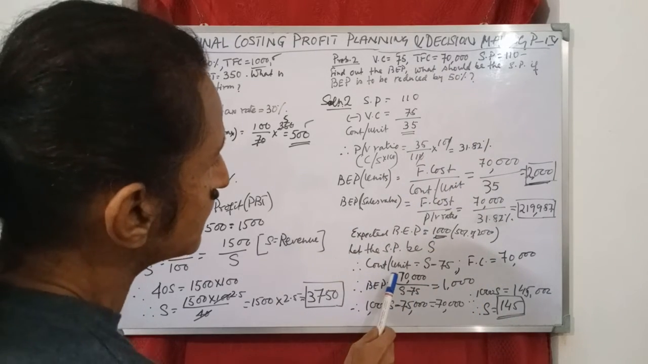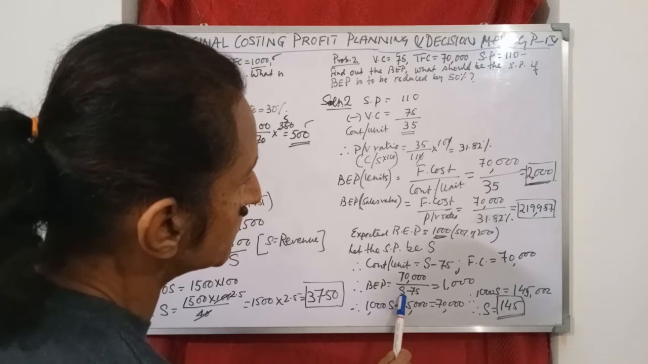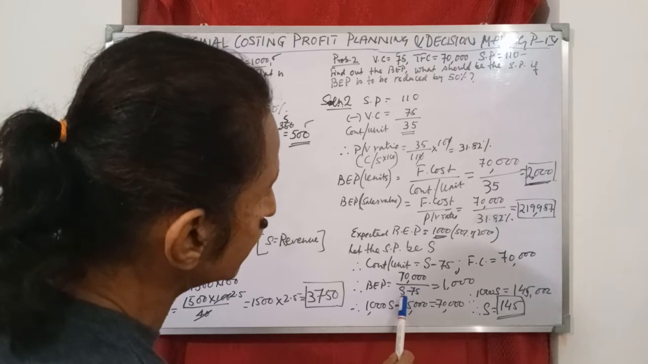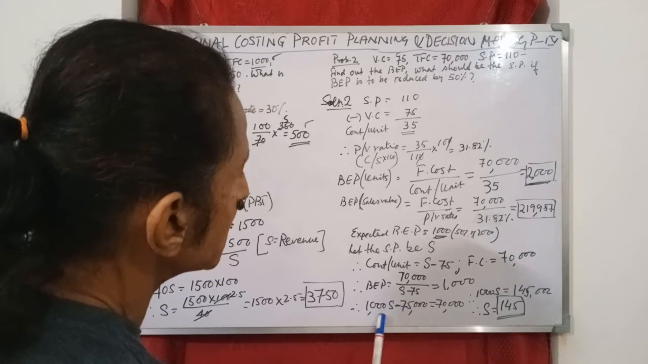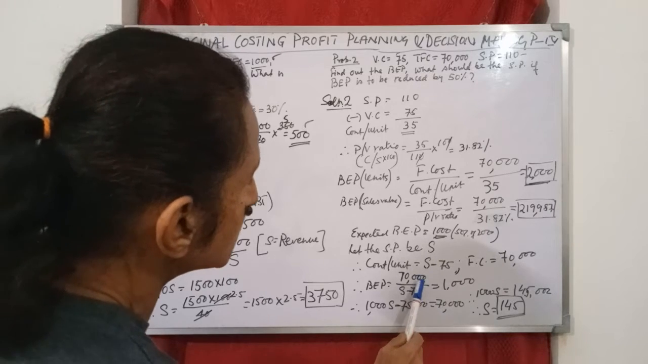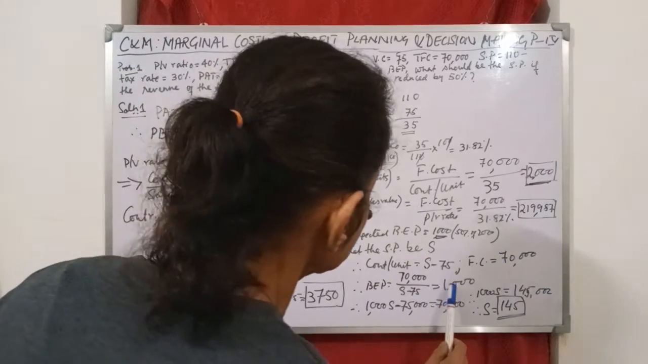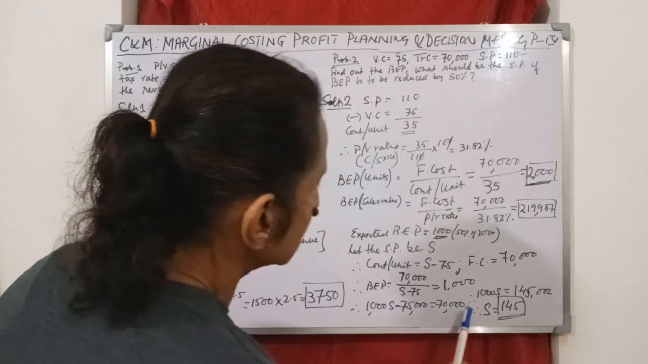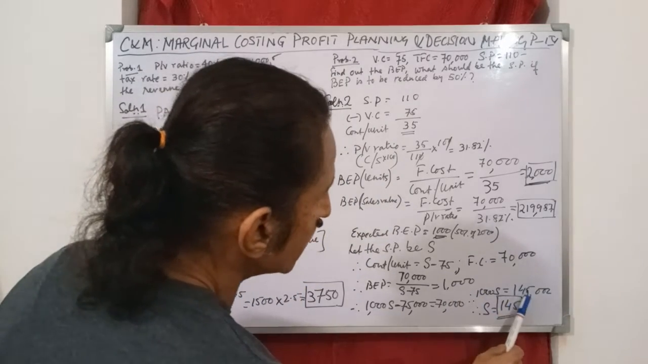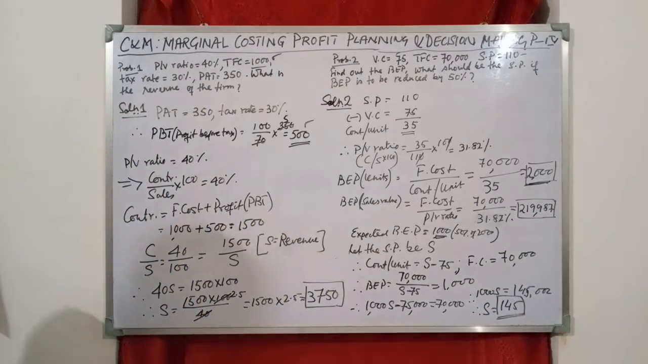So BEP is fixed cost divided by contribution per unit, that is 70,000 divided by S minus 75. So we get 1000 S minus 75,000 equals 70,000. Therefore 1000 S equals 145,000. So S equals 145. So problem number 2 is also solved.